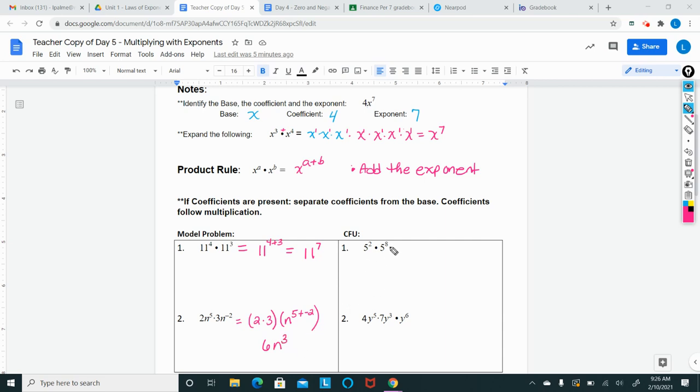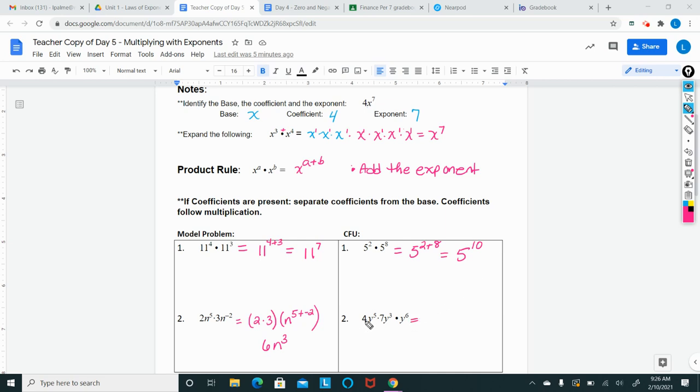Now at this time you can pause the video, try your check for understanding, and then come back and check your answers. Okay, so here, number 1, 5 squared times 5 to the eighth power. Bases are the same. They happen to be numbers. That's okay. They don't always have to be variables. So it's 5 to the 2 plus 8, or 8 plus 2. It really doesn't make a difference because addition is commutative. And it'd be 5 to the 10th power.